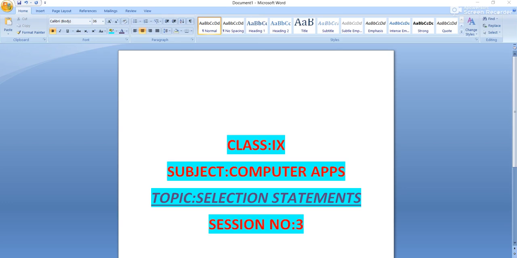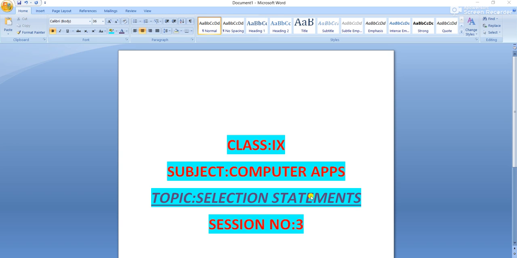This is the third session for the chapter called Selection Statements. In our previous sessions, we discussed the first module of selection statements, that is the else if statement, and the second module, that is the else if ladder. Now in this session, we are going to revise what is else if ladder, and using else if ladder we are going to prepare some more programs.